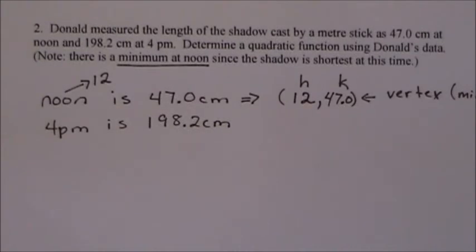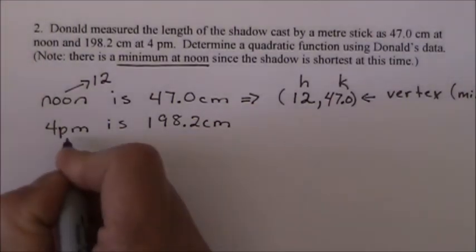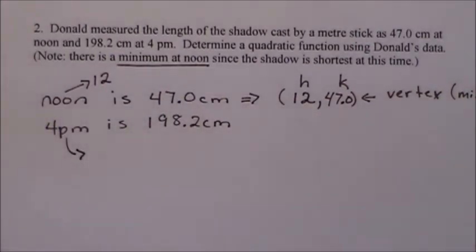We are told that at 4 p.m. it is 198.2 centimeters long. Now we can't use 4 because then we're going to be back near the beginning, and 4 a.m. and 4 p.m. each should have a different height. So what we need to do is use that 24-hour clock. On the 24-hour clock, 12 p.m. is 12. 1 p.m., well, after 12 comes 13. So 1 p.m. would be the same as 13. 2 p.m. is 2 after 12, which is 14.